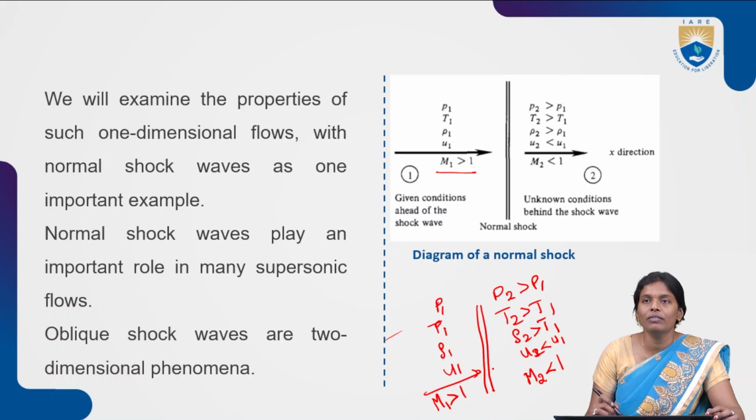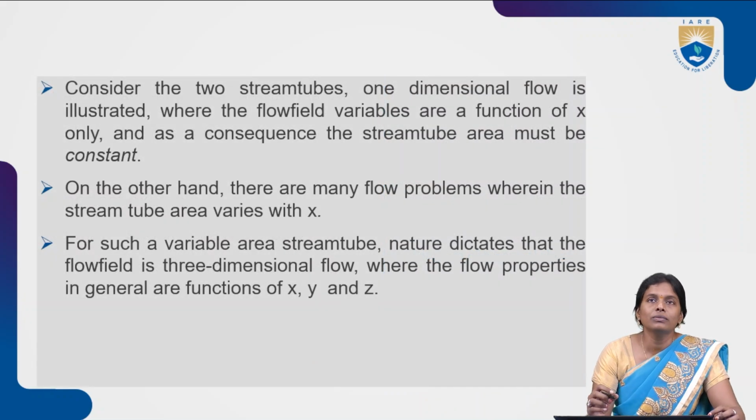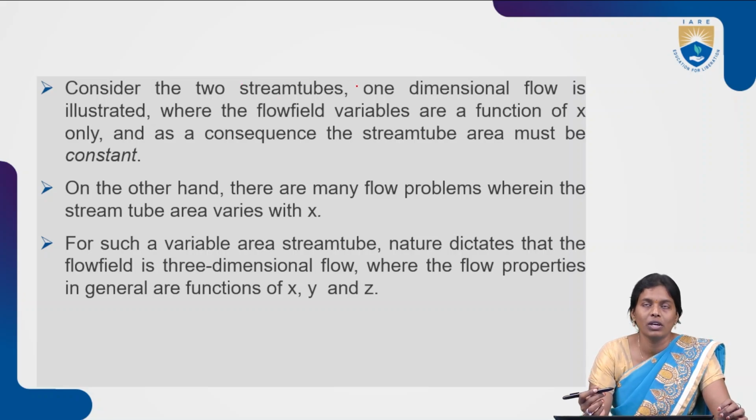So behind the shock wave, depending on the shape and the conditions after the normal shock wave, these variations will be coming behind the shock wave. Mostly in oblique shock waves, we are going to see the two-dimensional phenomena. So now what we will be doing, we will be considering two stream tubes. One-dimensional flow will be illustrated where the flow field variables are functions of X only.